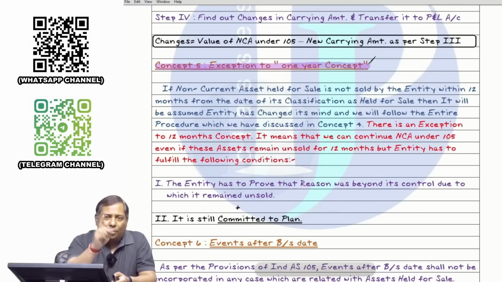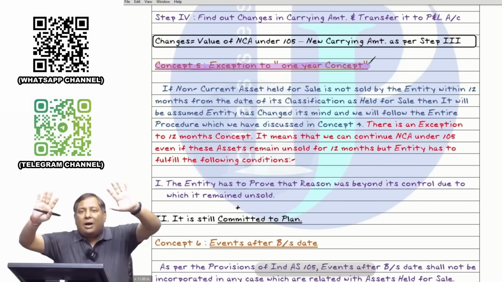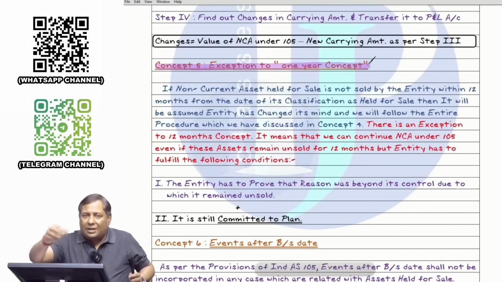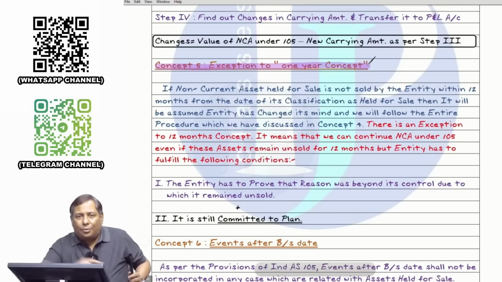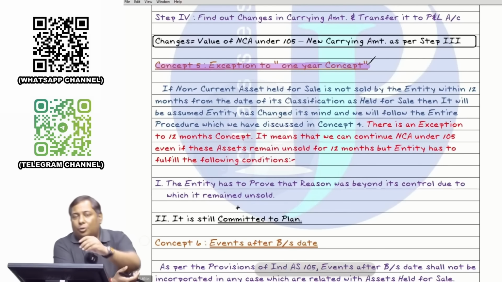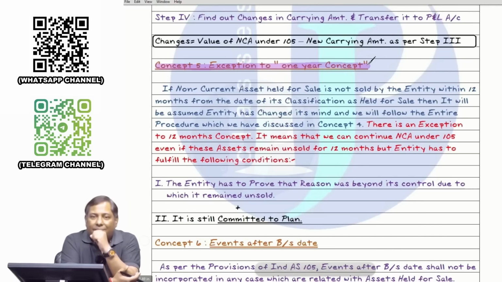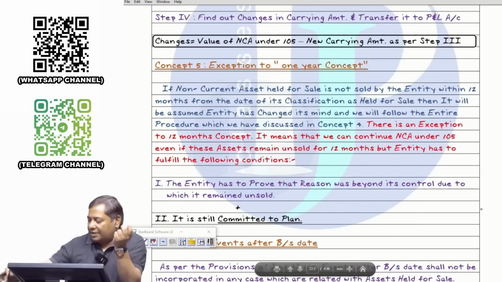Pay attention here, but if the entity is able to prove that the delay in the sales was due to circumstances beyond their control. The second one is committed to the plan. Even now, they want to sell it, they don't want to keep it. If the entity is able to convince the auditor for this matter, so they can stay in 105. But if they cannot convince them and 1 year has passed, so apply change in plan and send it back. Because the process should have been completed within a year, I told you this. Then we were on concept number 6.